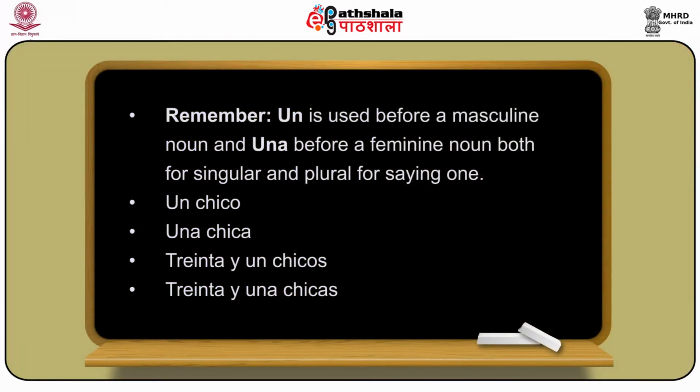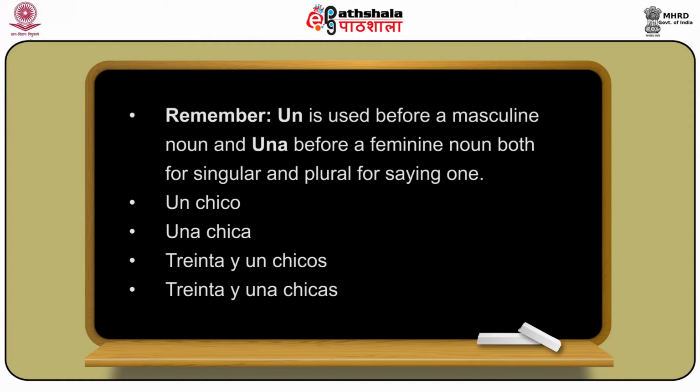Remember, un is used before a masculine noun and una before a feminine noun, both for singular and plural for saying one. So you have learned one is uno, but if there is a noun and before that you want to say one, then you will use un if the noun is masculine, and you will use una if the noun is feminine.